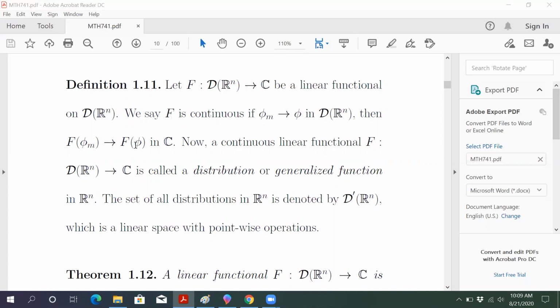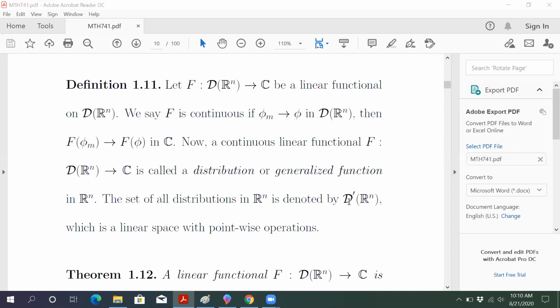Now, what is a distribution? A continuous linear functional on D(R^n) is called a distribution or generalized function in R^n. So when we say we have a distribution in R^n, it means we have a continuous linear functional on D(R^n), a continuous linear map from D(R^n) into C, and the continuity is in this sense. Then the set of all distributions in R^n is denoted by D'(R^n).